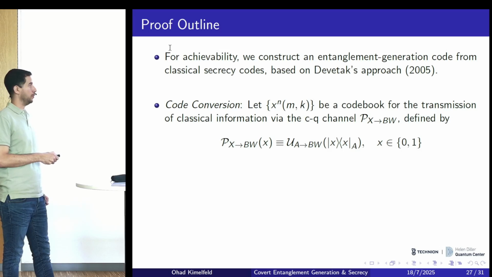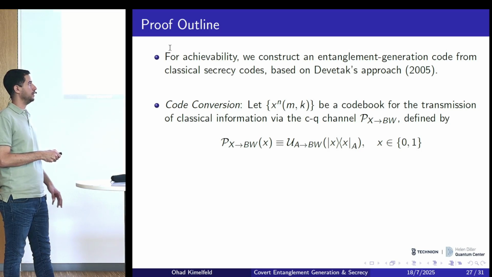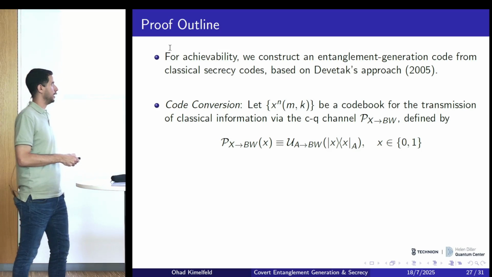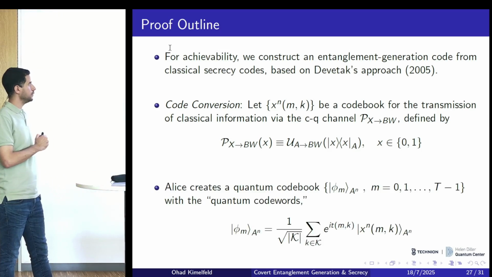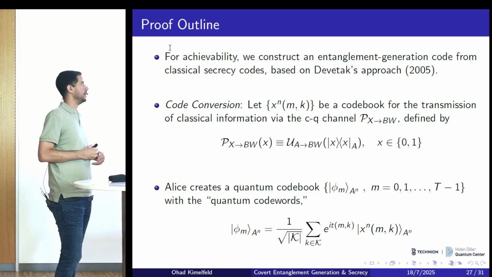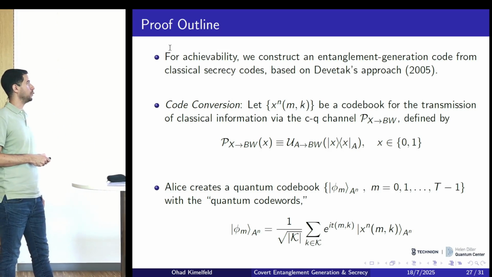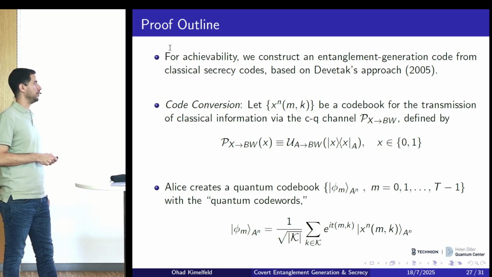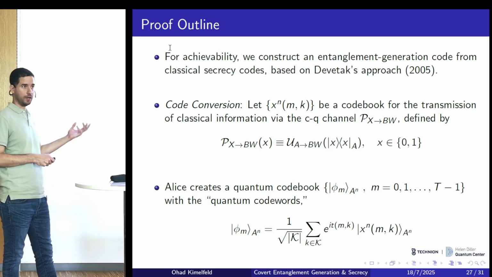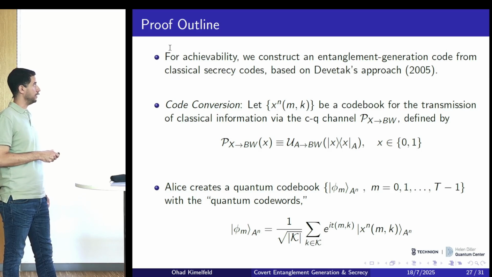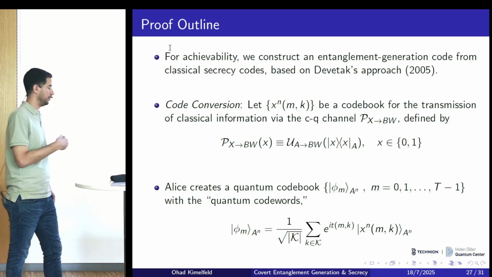For this codebook, we define the following: the classical-quantum channel P for the classical input x is equal to the quantum channel for the pure input x, where x can be 0, 1. And Alice creates a quantum codebook, phi of m, with quantum codewords that look like this, which is kind of a Fourier transform over the basis x^n of m and k, which is constructed from this classical codebook x^n. This is a result of the Devetak approach.